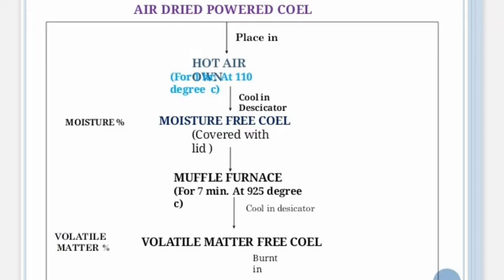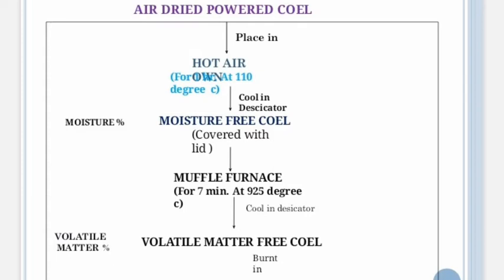And since we covered the coal with a lid, without combusting the coal we can remove all the volatile matter from it. Before that, we cool our coal in a desiccator, meaning before every step we have to cool our coal in a desiccator. Then we get the volatile matter free coal, as you can see in the slide. After that we weigh the coal, suppose it is m2 gram. After every step we weigh our coal.